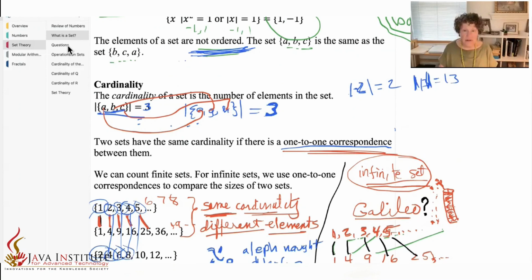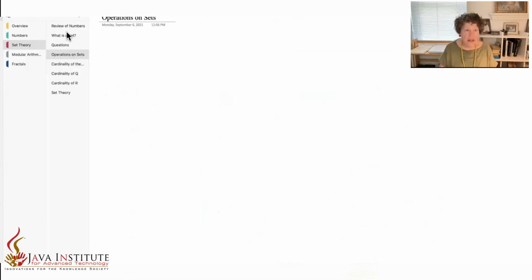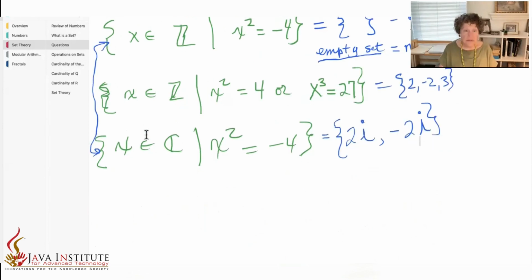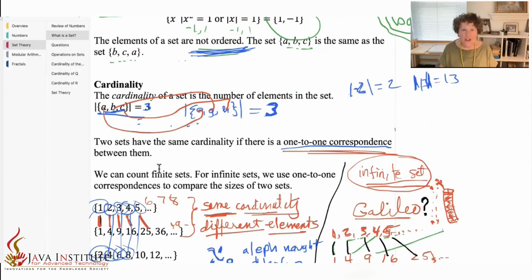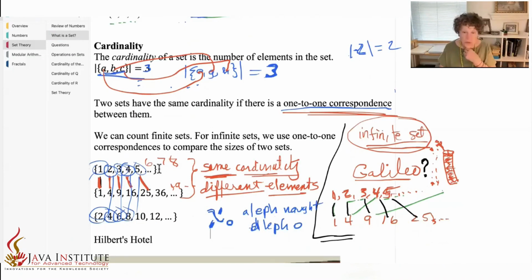Now, let's see. What do I have here? Oh, that was this one. Okay, so let's go back here. Okay, let's talk about Hilbert's Hotel. So anyway, this was really, really nice, and this helped people understand infinite sets very, very well. But of course, it's still complicated.